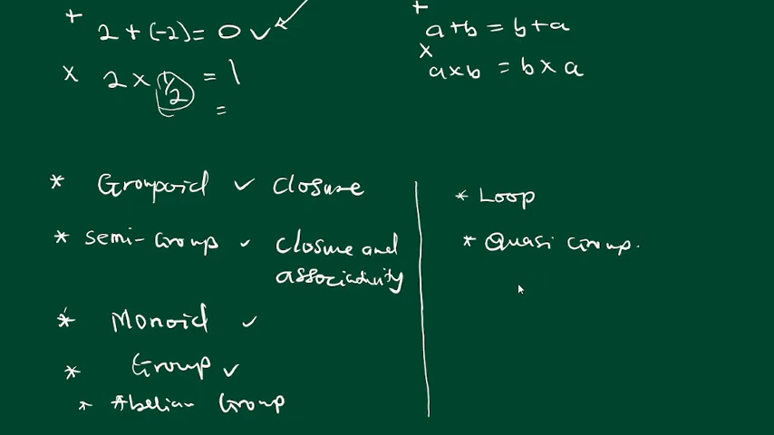So in our next tutorial, we're going to base on one of the binary systems which satisfies the associativity, the closure, the inverse, and the identity, which happens to be the group. So our next tutorial will be on the group.